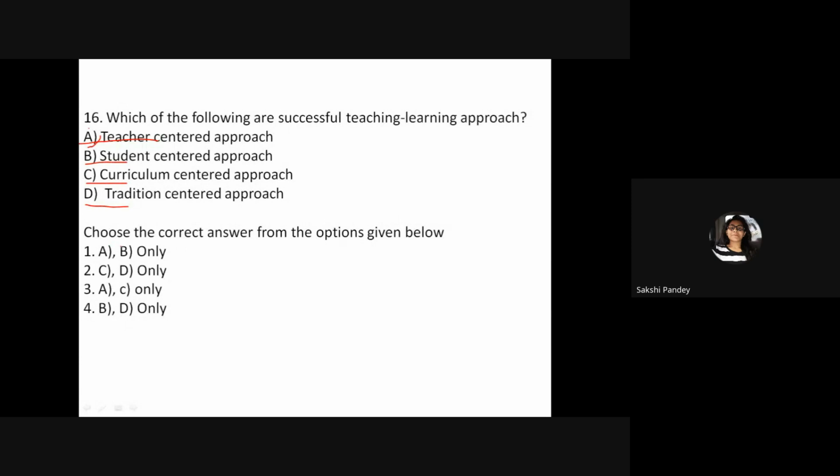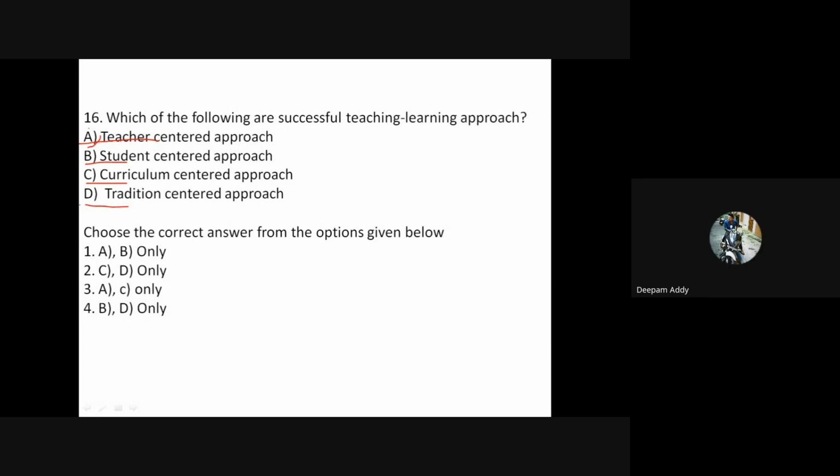Yes, ma'am. Then maybe A and B. I'm confused between A and B and A and D. I mean the first and fourth option. Ma'am, if we talk about modern education system, then it should be A and B, because right now we are following that only. So yes, A and B could be the answer. A and B. Okay.